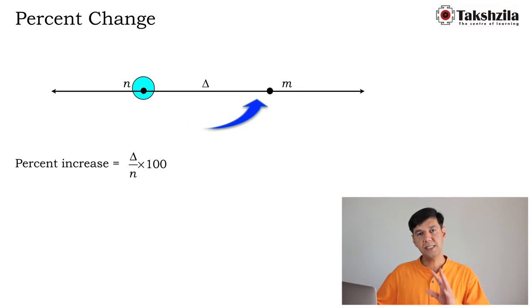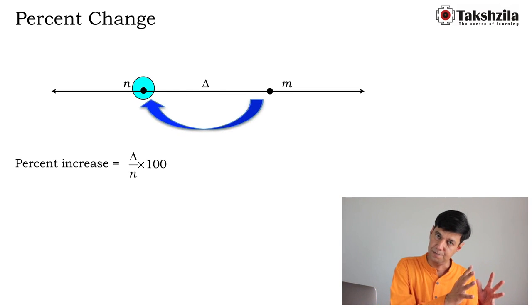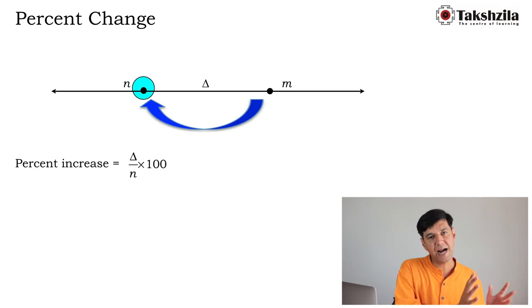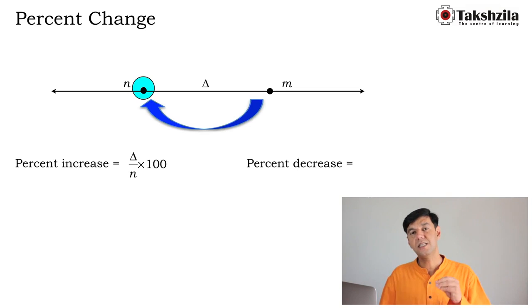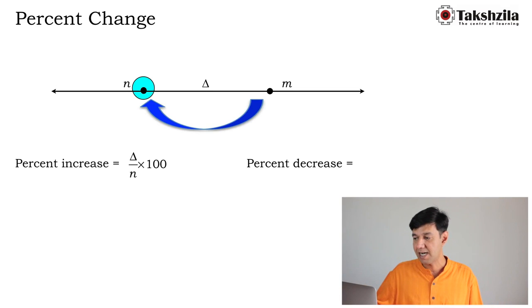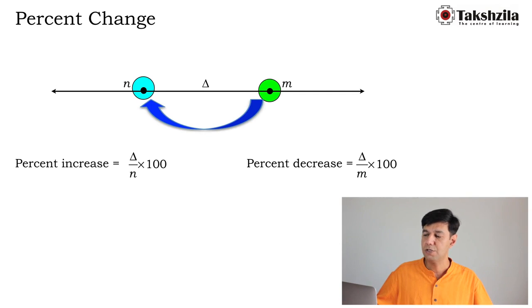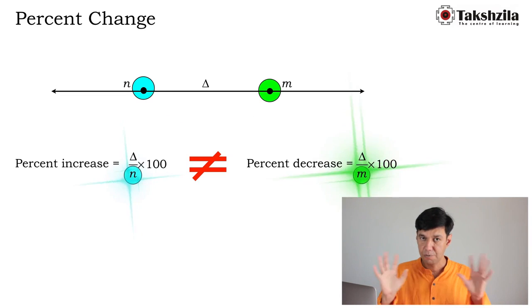Watch the screen now. Let's take the other case. Now we have a new, bigger number, m. That bigger number reduces back to the original. M has become back to n, right? What's the percentage change now? The change is still delta. Earlier it had increased by delta, now it has decreased by delta. But this delta is compared this time with the value of m. So we have delta by m. And needless to say, the two values are not equal because the denominators are different and the numerators are the same.